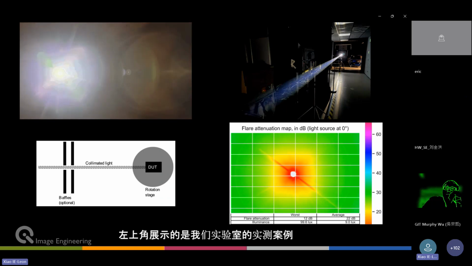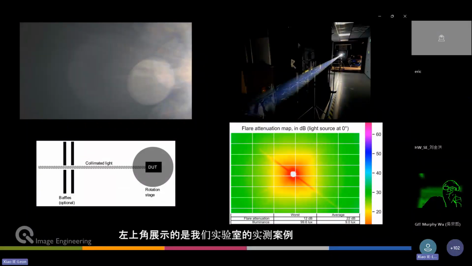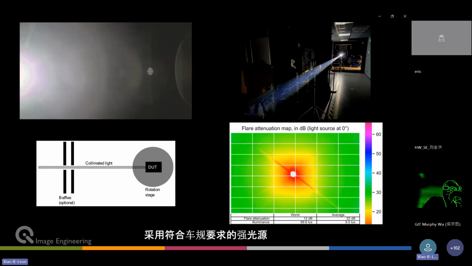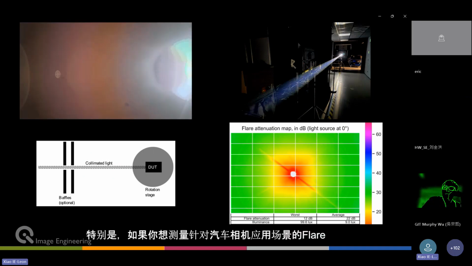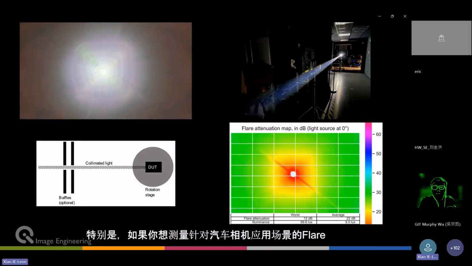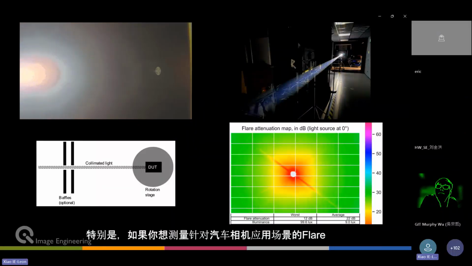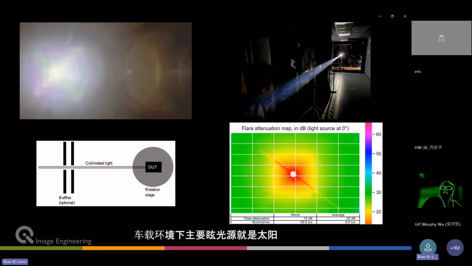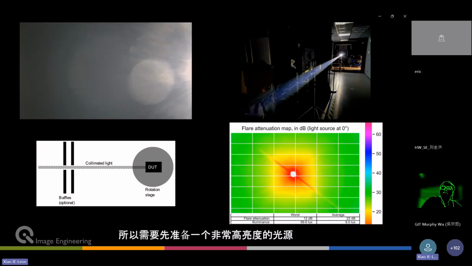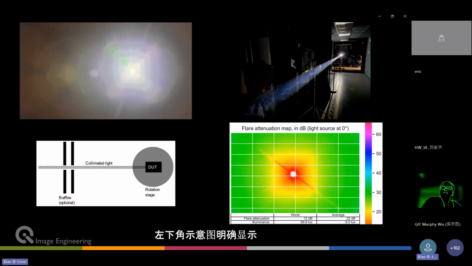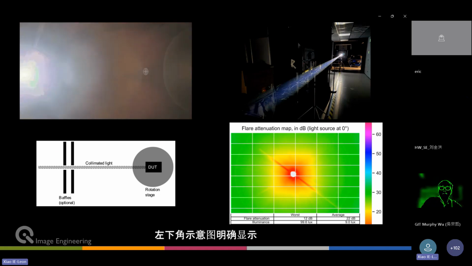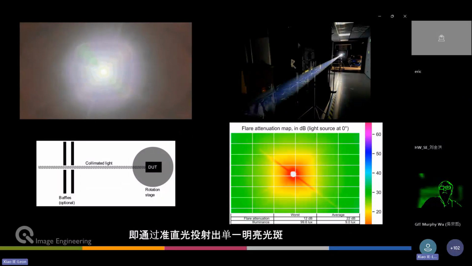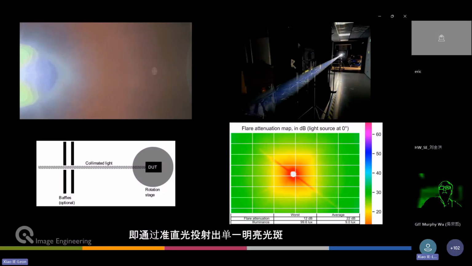So you see in the upper left an example of a measurement we did in our lab of a camera where we used a very bright light source, which is actually required, because if you want to check the flare behavior for a car, the typical flare light source that you have in the car is the sun. So you need a very bright light source. And as you see in the lower left, it's defined that you need collimated light. So you need to project one bright dot with collimated light.